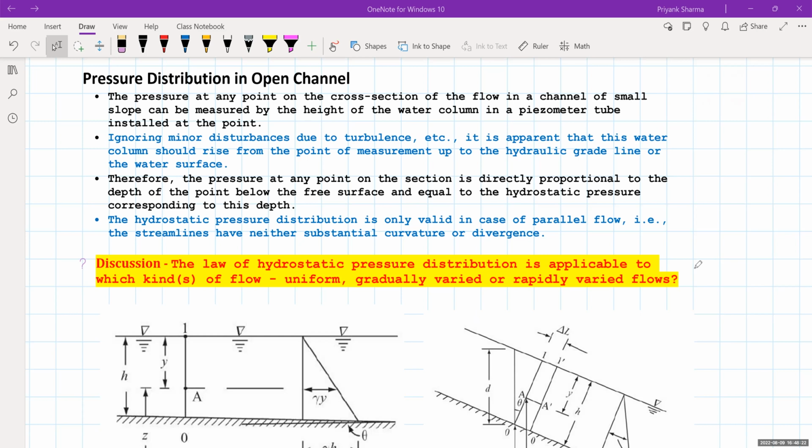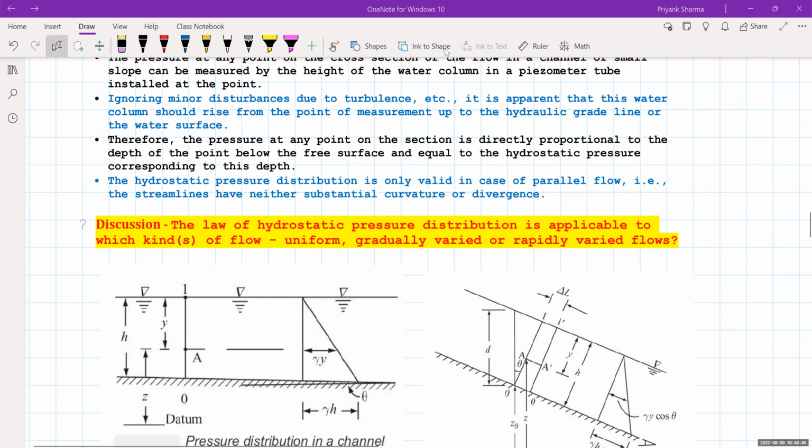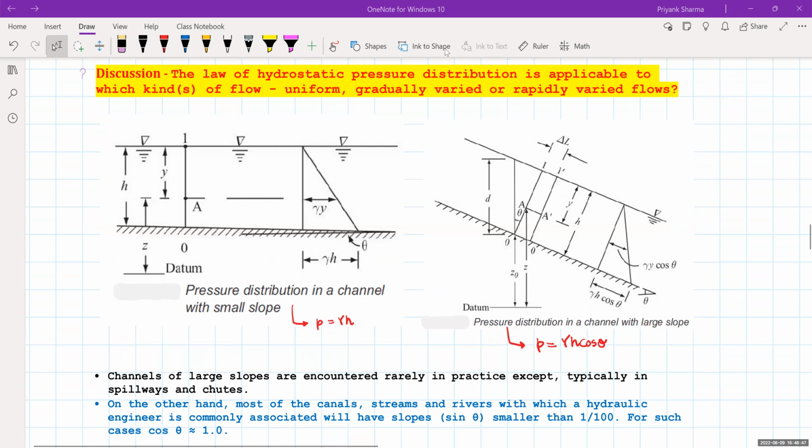So that brings us to our next discussion point. The law of hydrostatic pressure distribution is applicable to which kinds of flow: whether it is applicable to uniform flow, gradually varied flow, or rapidly varied flow. That is a point we have to ponder upon: what is the validity of this hydrostatic pressure distribution. Now here we can see a small comparison between two kinds of channel.